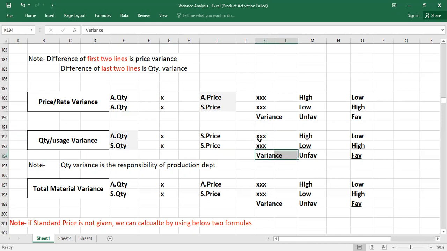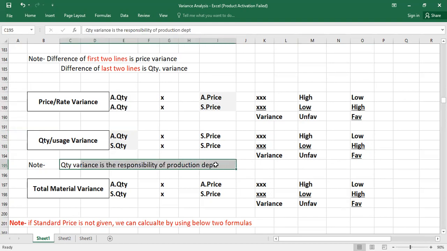So now if the first line answer is higher and second line answer is lower, this could be unfavorable. Why? Because your actual quantity is more than standard quantity, so this will result in unfavorable price variance. But if you reverse, if your first line answer is lower and second line answer is higher, this could be favorable variance. When will favorable variance occur? When your actual quantity used is less than standard quantity. And as I told you before, quantity variance is the responsibility of the production department.